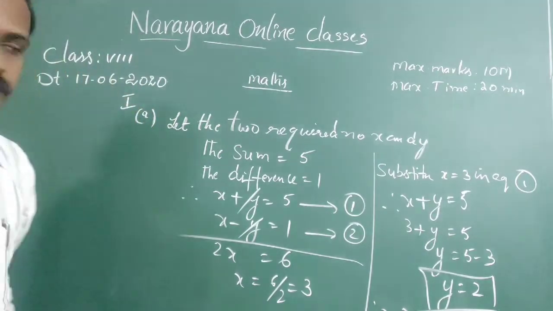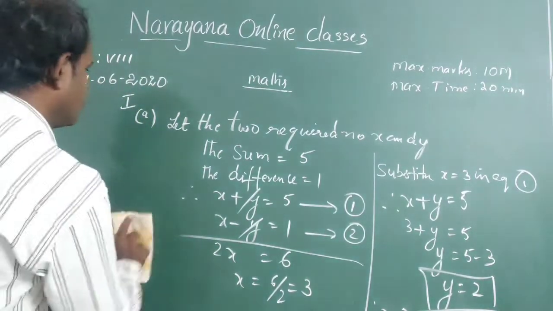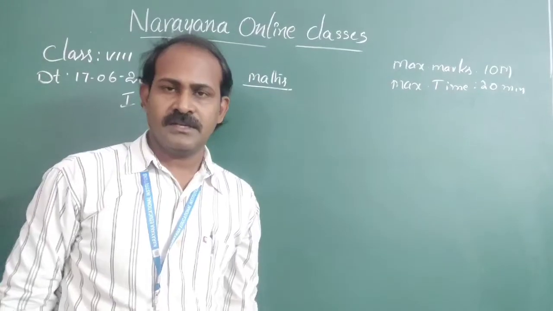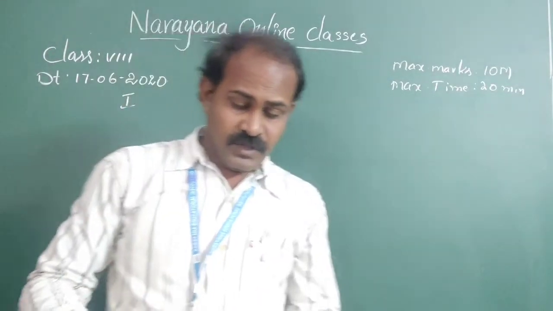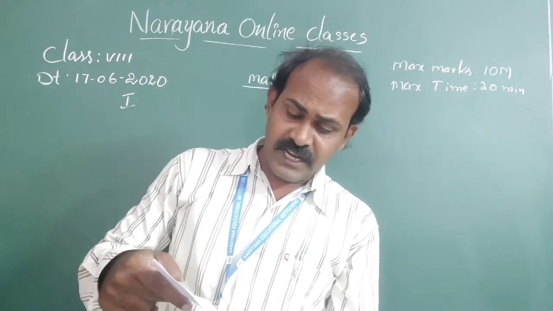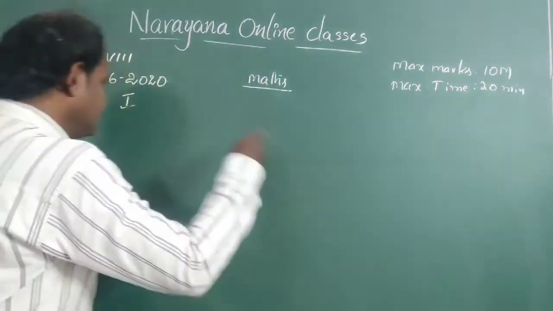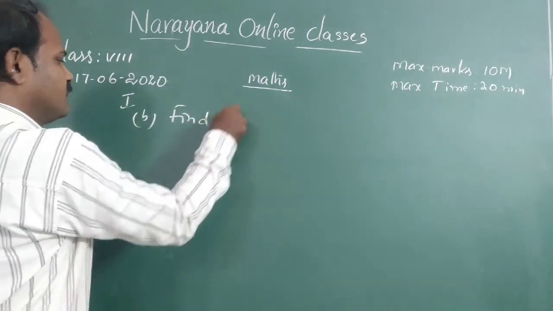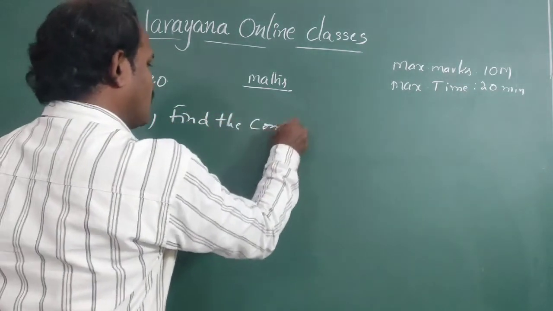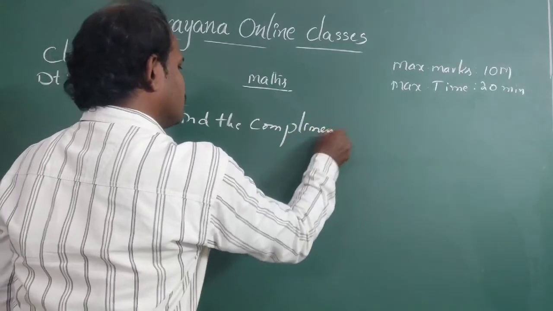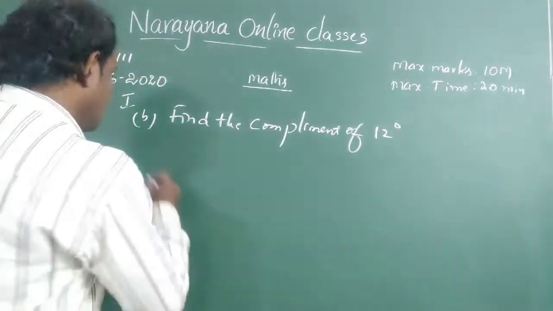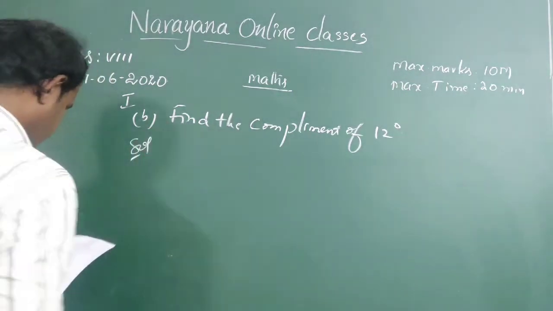Okay, children. Next, we are going to discuss the second sum. What is the second sum? Find the complement of 12 degrees. Second sum. Find the complement of 12 degrees.